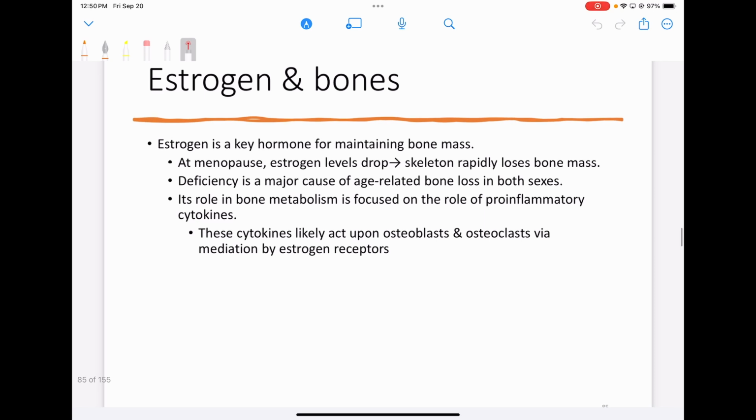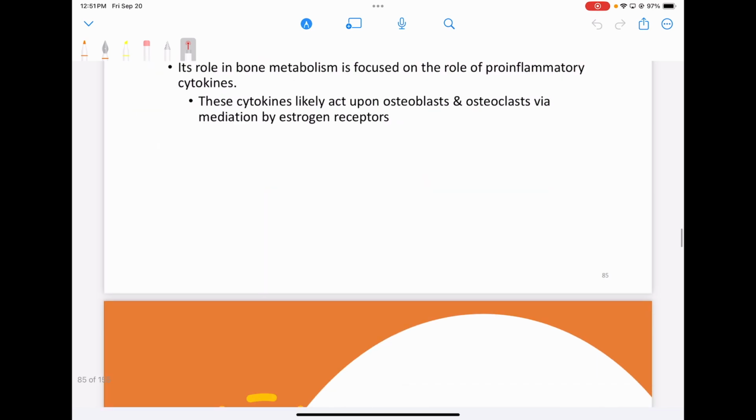Estrogen and bones. Estrogen is a key hormone for maintaining bone mass. That is why osteoporosis in women happens very rapidly after menopause, because there's no more estrogen there, and that's when they get it. The same thing with women and heart disease. It happens after menopause when estrogen drops. Remember, estrogen is also cardioprotective. And when they hit menopause, there's no more estrogen or it just drops to subtherapeutic levels, and bone mass is going to drop as well. Obviously, deficiency is a major cause of age-related bone loss. So again, estrogen is very important for that.